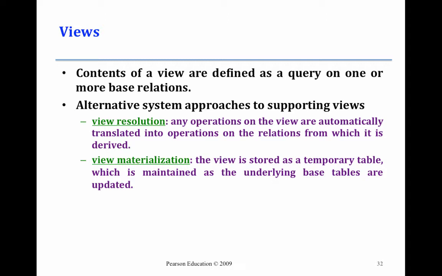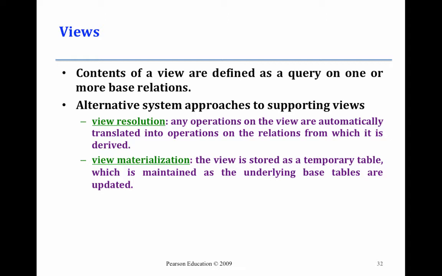Okay, so the contents of a view are defined as a query on one or more base relations. There are two ways that you essentially support a view, which is either you perform the defining query every time you ask the view to be displayed, or you cache the results and then try to update the cache. So view resolution means that you perform the defining query every time the view is requested. View materialization says you cache the results of the query and then take it from cache. Which do you think is faster?